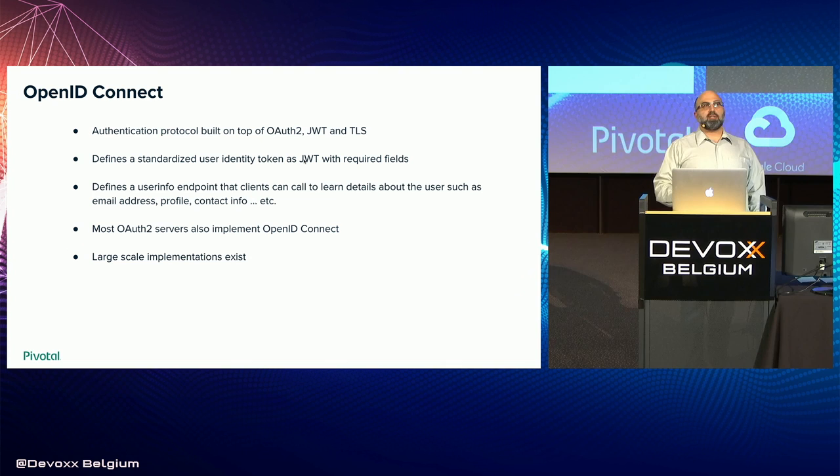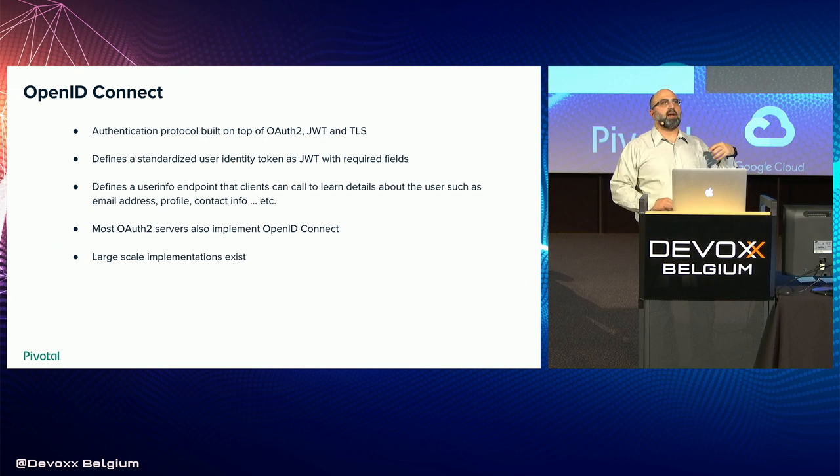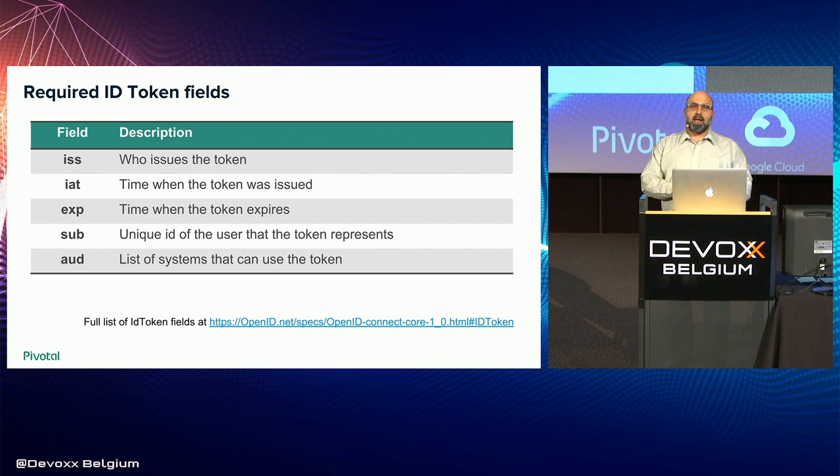It also defines what's called a user info endpoint. This is an actual REST endpoint that you can call. You can give it some information, and it will come back with more info about the user. Things like a link to your photo, your phone number, your details. And so most OAuth 2 servers that you can get your hands on don't just implement OAuth 2, they also implement OpenID Connect. And there are huge, large-scale implementations of this on the internet. Like, if you go to Stack Overflow, and then you log in with Google to log into Stack Overflow, that's over OpenID Connect. So a whole bunch of the fields that used to be optional become absolutely mandatory. You have to actually implement these fields.